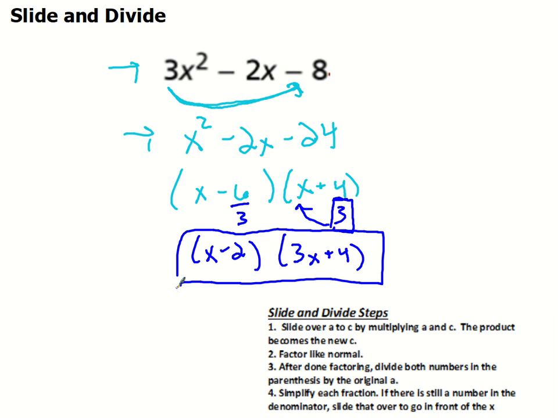So I get x minus 2, 3x plus 4, and when I multiply those out, it should work out to 3x squared minus 2x minus 8. So I slide over by multiplying, kind of like what we did in the first steps, but now when I rewrite it, I just factor like normal, and then I divide by whatever I multiplied initially. If I can simplify it, simplify it. And if I can't simplify it, whatever is remaining in the denominator becomes your new coefficient of x. And then you're done.